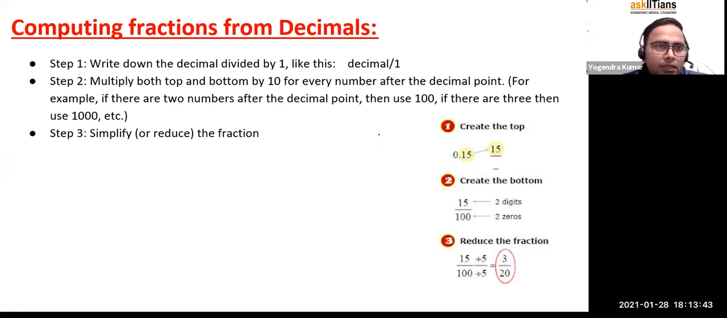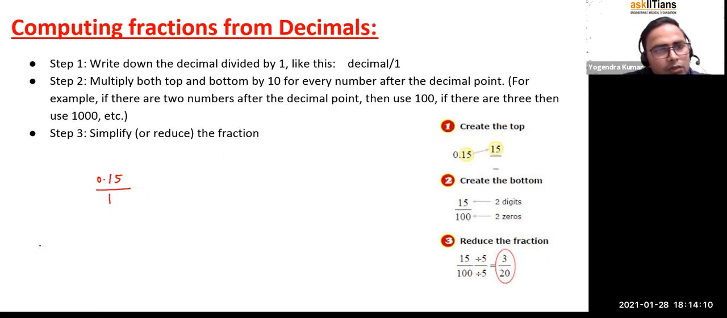Now we come to this part. Computing fractions from decimal form. Write down the decimal divided by 1. Multiply both top and bottom by 10 for every number after the decimal. Okay, like this. I believe you're understanding. Suppose we need to obtain fractions from the decimal form, like 0.15. This example is there.